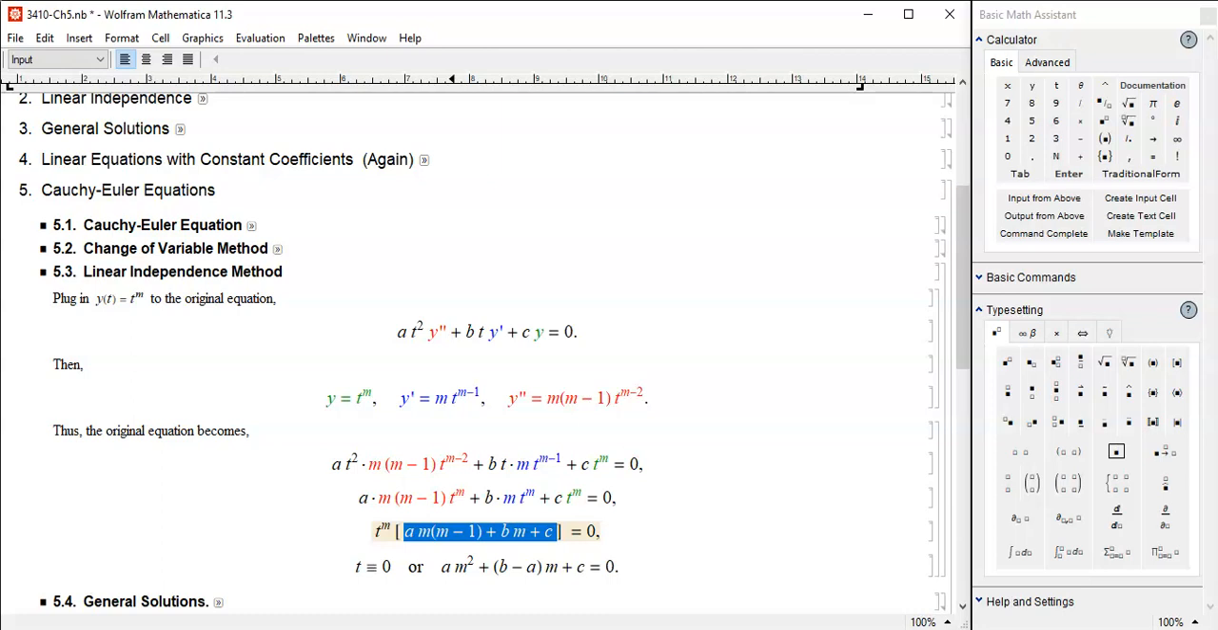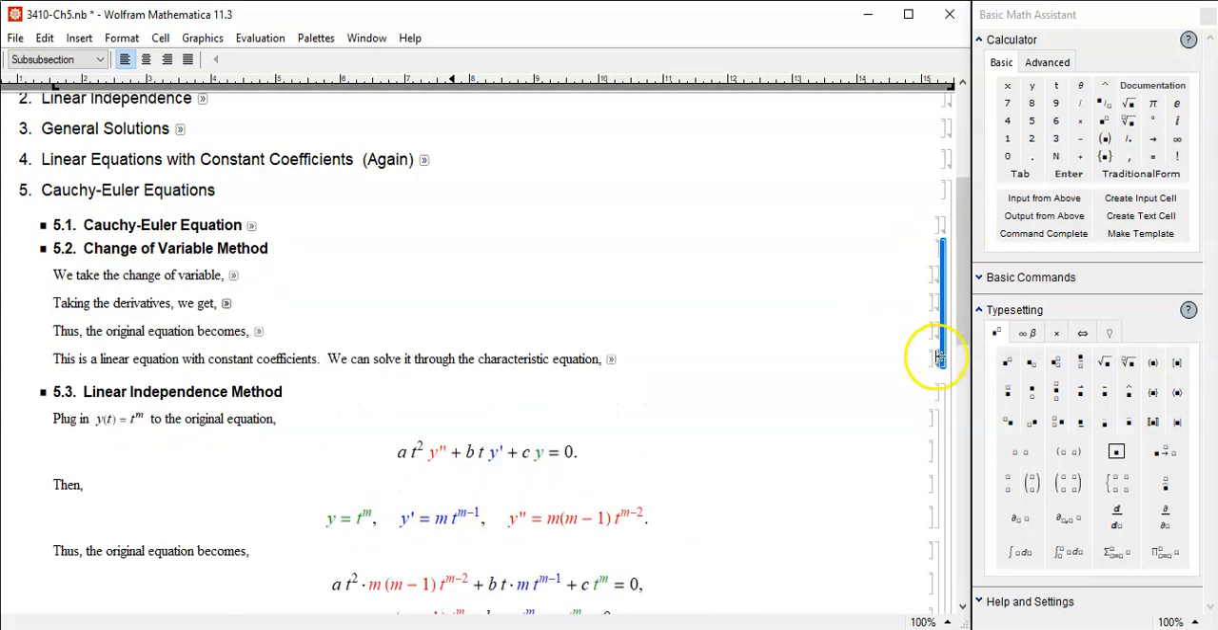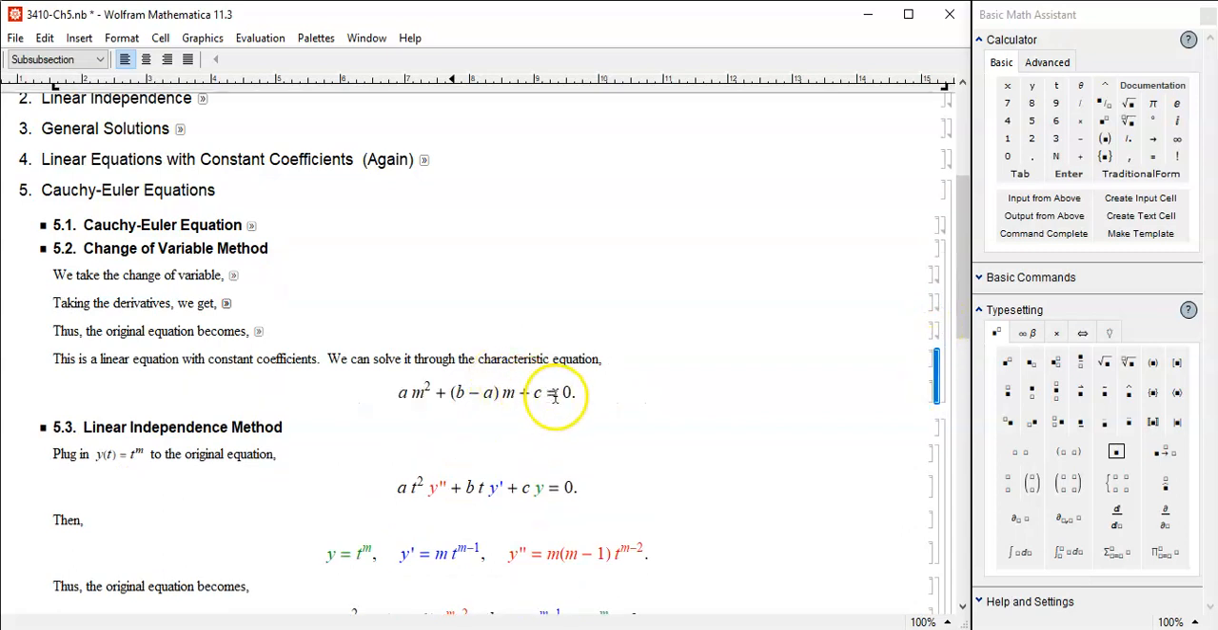Or if we expand, then we are going to get the same characteristic equation as before. As a matter of fact, a m to the second power plus (b minus a) m plus c is equal to 0. This one, same characteristic equation as before. Either way, we are going to get the same characteristic equation.